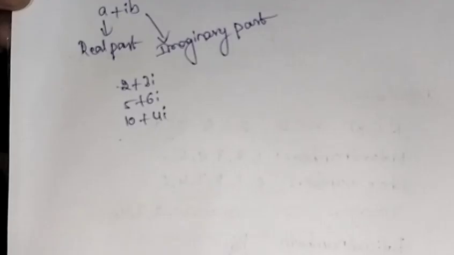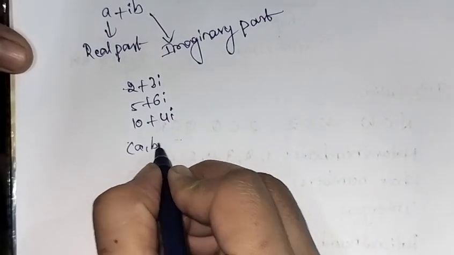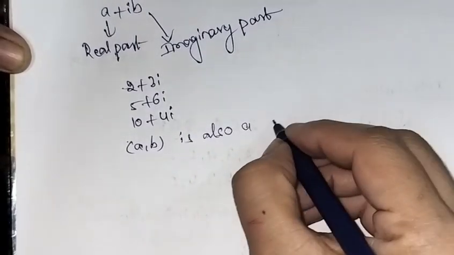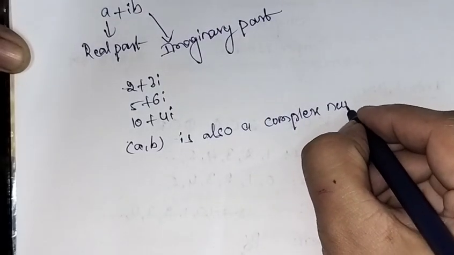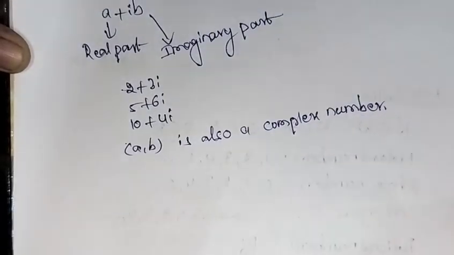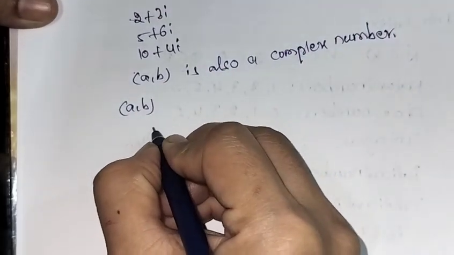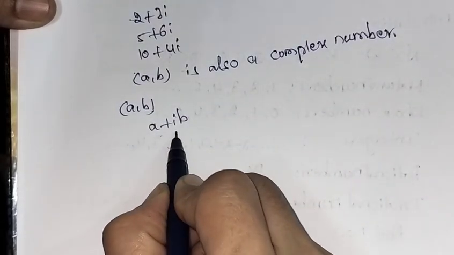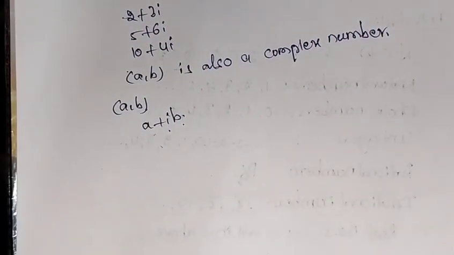Hamilton is a mathematician. He says any ordered pair a comma b is also a complex number. So an ordered pair a comma b you can write like this: a plus ib. This is also a complex number. Okay, see the next definition.